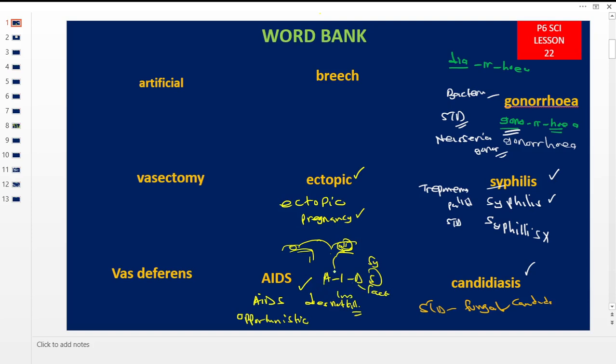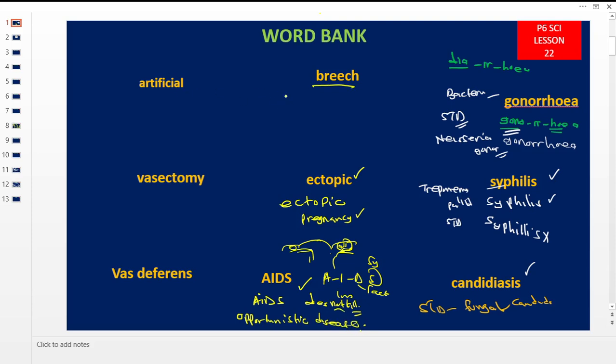So when you got this virus, it makes you lack immunity, which gives a chance for other diseases to enter your body. Thus, there are diseases we call opportunistic diseases that kill a victim.